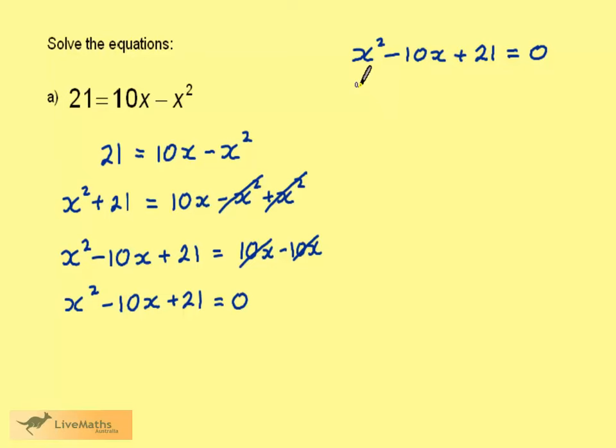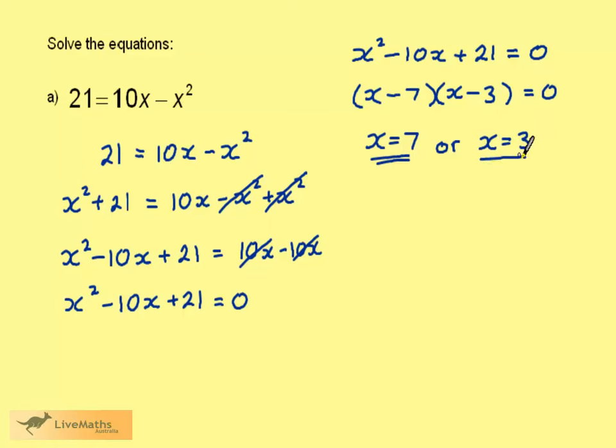We can factorize this into two brackets. To get x squared, we need x and x. And if we use minus 7 and minus 3, minus 7 times minus 3 gives the plus 21. Minus 7x minus 3x gives minus 10x. So we have x equals 7 and x equals 3 as our two solutions.